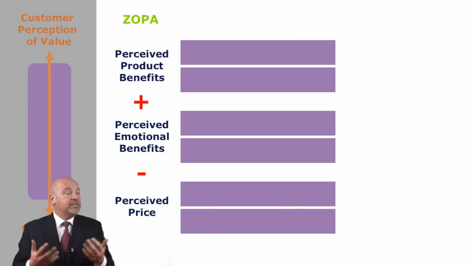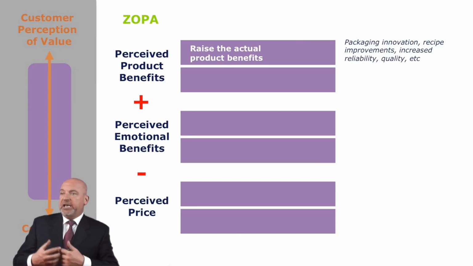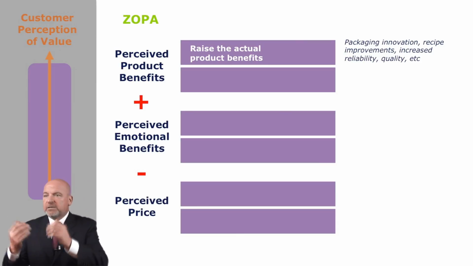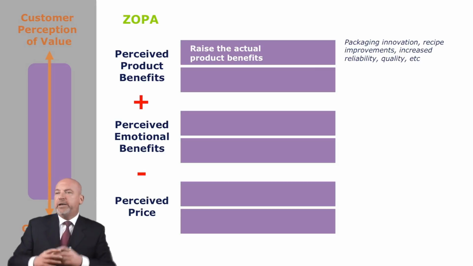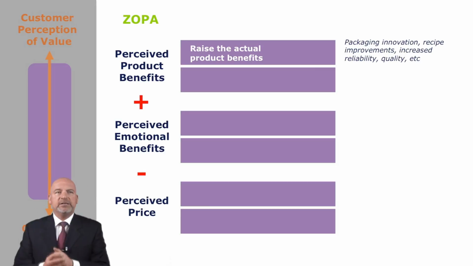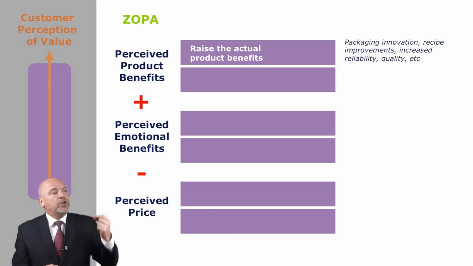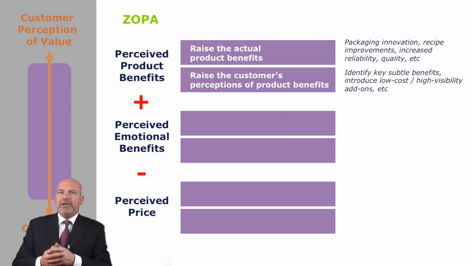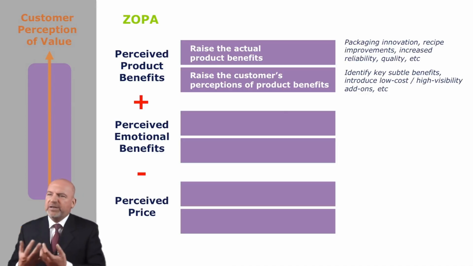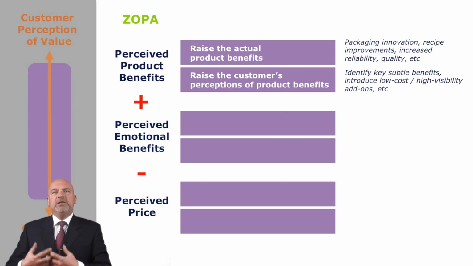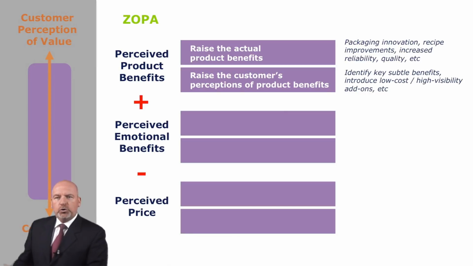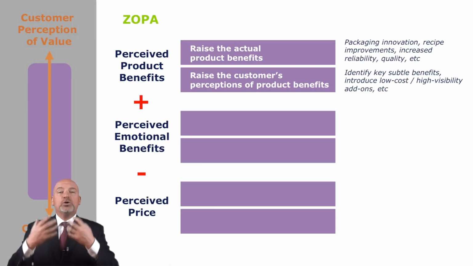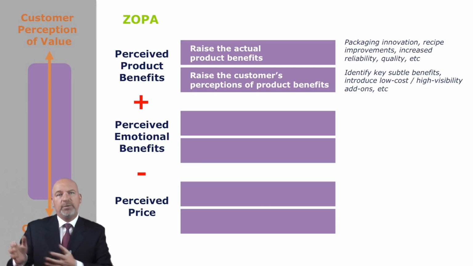The first one is raise the actual product benefits. So typically improve the recipe of your latest food product, improve the packaging, etc. The second one is raise the customer's perception of these product benefits. A few years ago, Audi did a fantastic job of really convincing customers of its improvements in technology, safety, etc., with the car door clunk, building in us the idea that a car door should sound a certain way when being closed, and that was a reflection of quality.